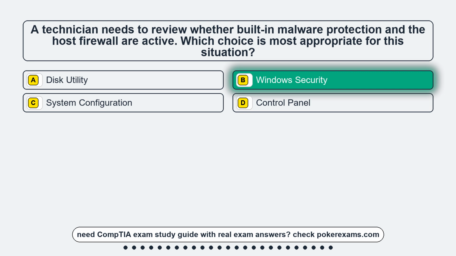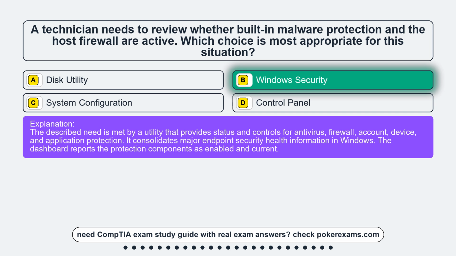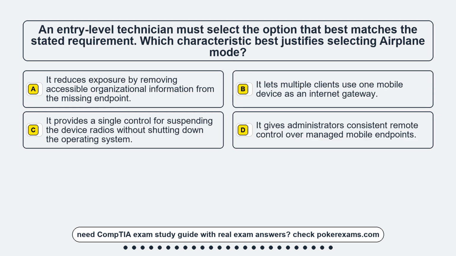Windows security. The described need is met by a utility that provides status and controls for antivirus, firewall, account, device, and application protection. It consolidates major endpoint security health information in Windows. The dashboard reports the protection components as enabled and current. Question 18. An entry-level technician must select the option that best matches the stated requirement. Which characteristic best justifies selecting airplane mode?